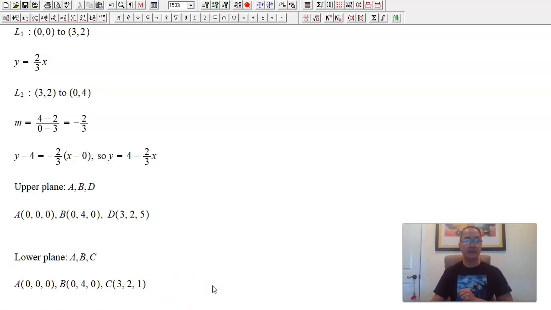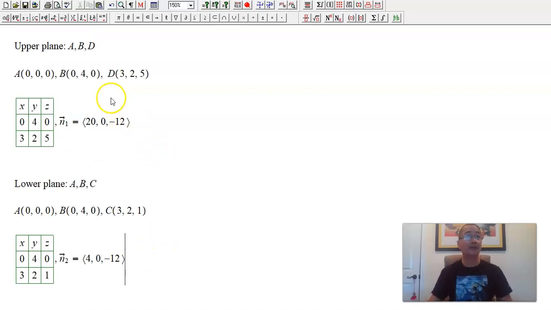Once again, pause the video, see if you remember how to find the equation of a plane containing a triangle. Unfortunately, we don't have intercepts this time. So you're going to need to make vectors and take the cross product and plug in a point. But fortunately, for both of them, they pass through the origin. So these are practically the vectors already. You need to find their cross product and then solve for z.